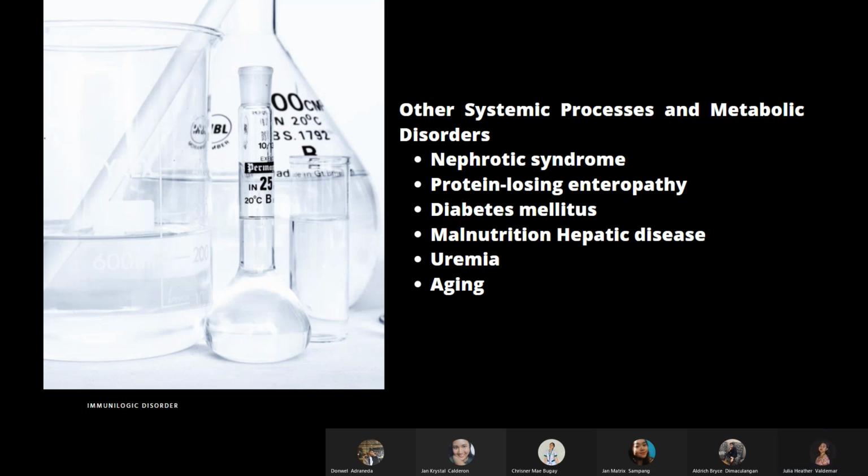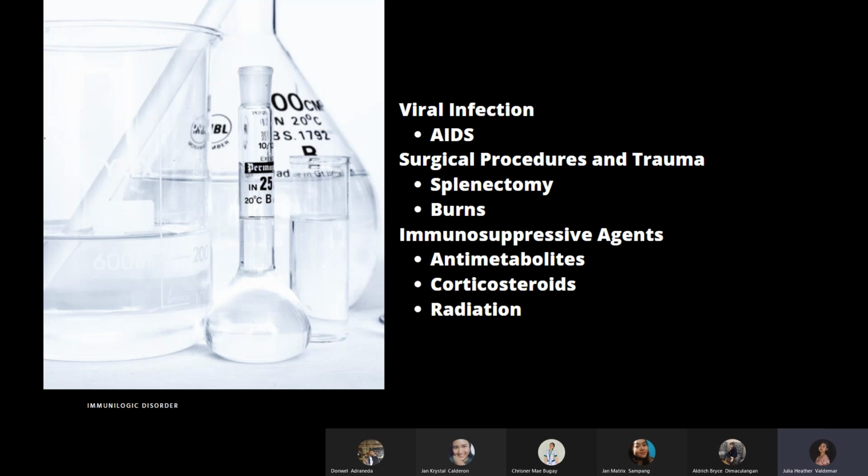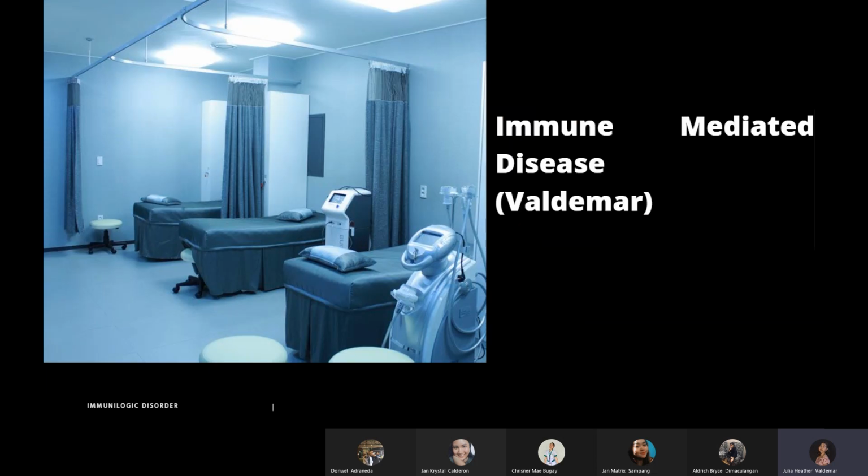Next is viral infection, one of the classifications of secondary immunodeficiency. Under viral infection, we have AIDS. Under surgical procedure and trauma, we all know that after a surgical procedure, our tissues are damaged and have caused trauma to our tissues and body organs. Under surgical procedures and trauma, we have splenectomy and burns. And lastly, for the classification of secondary immunodeficiency disorders, we have immunosuppressive agents.